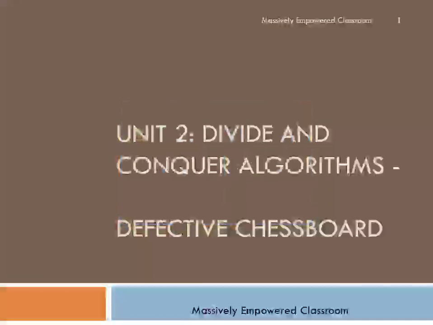Hello. There is an interesting problem called the defective chessboard problem that is useful in illustrating the idea of divide and conquer. It's also interesting that there is no intuitive or obvious solution to the problem of a defective chessboard, but divide and conquer gives us a neat and elegant solution to the defective chessboard problem.